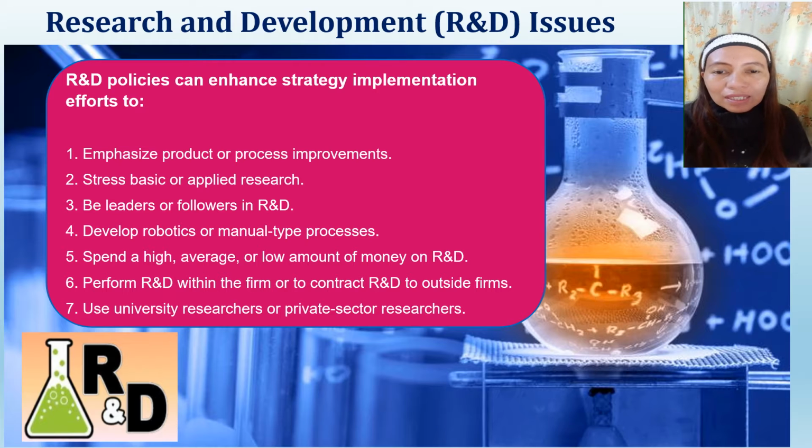The most successful organizations use an R&D strategy that ties external opportunities to internal strengths and is linked with objectives. Well-formulated R&D policies match market opportunities with internal capabilities. R&D policies can enhance strategy implementation efforts to, number one, emphasize product or process improvements. Second, stress basic or applied research. The third one is be leaders or followers in R&D. Fourth, develop robotics or manual type processes. The next is to spend a high, average, or low amount of money on R&D. The next one is perform R&D within the firm or contract R&D to outside firms. Then the last one is to use university researchers or private sector researchers.